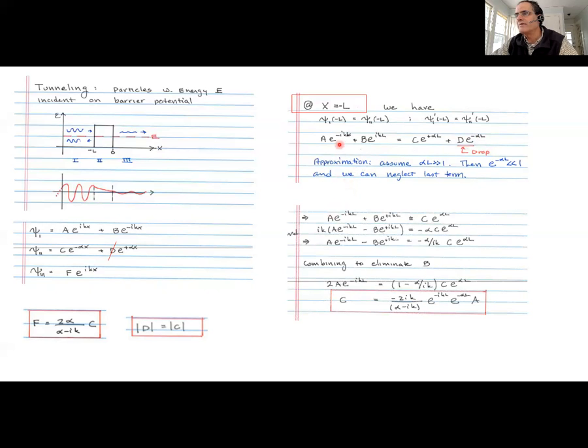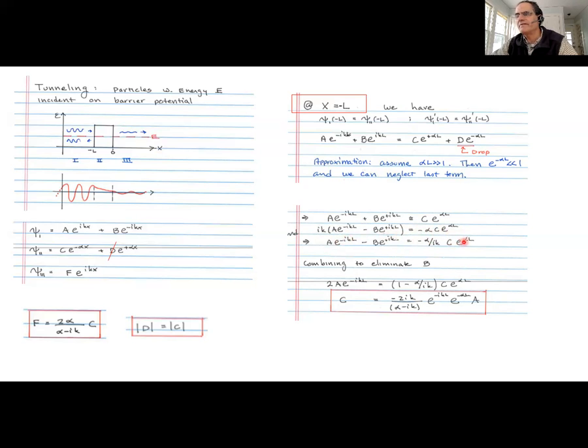So now we can replace this expression here by this one. A e to the minus ikl plus b e to the plus ikl is equal to c e to the alpha L. From the continuity of the first derivative, from this expression, we get something similar. Here it is: ika e to the minus ikl minus b e to the plus ikl is equal to minus alpha c e to the power alpha L. And we can rewrite this just by dividing both sides by ik and get this.